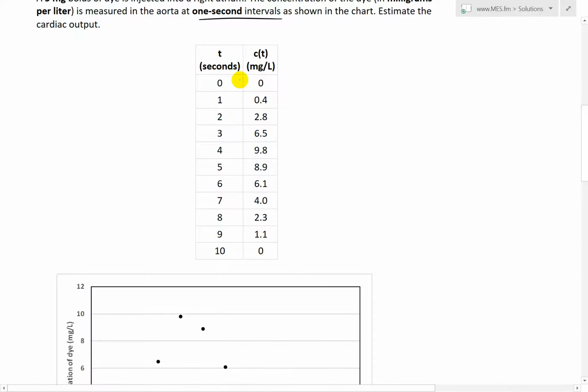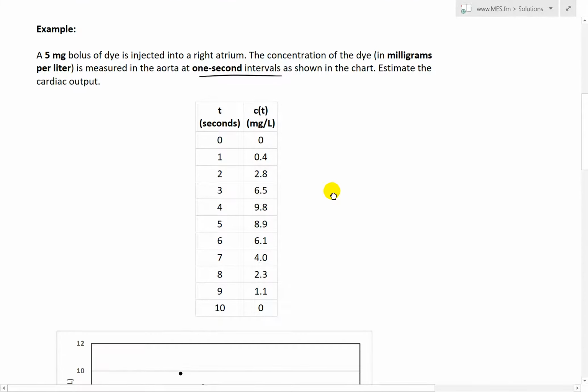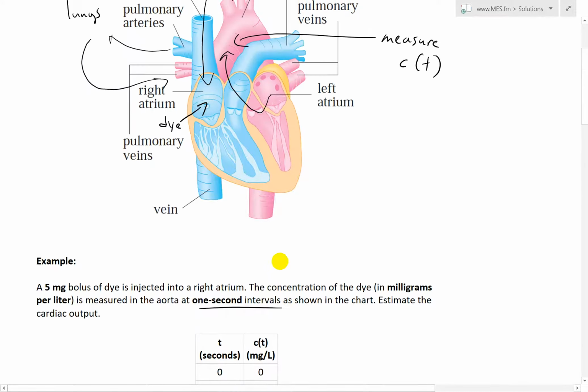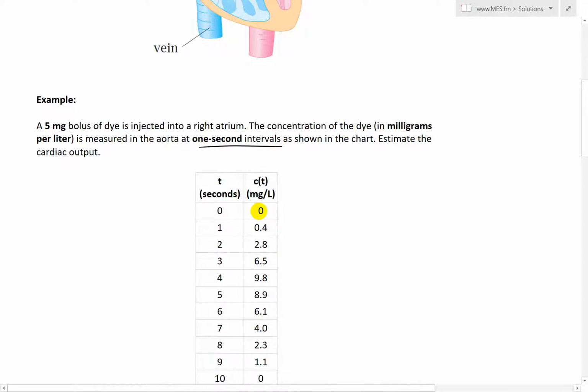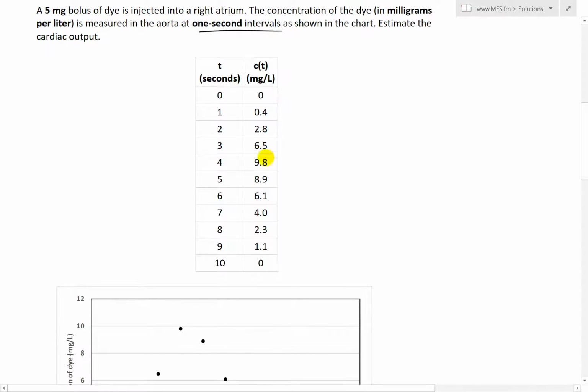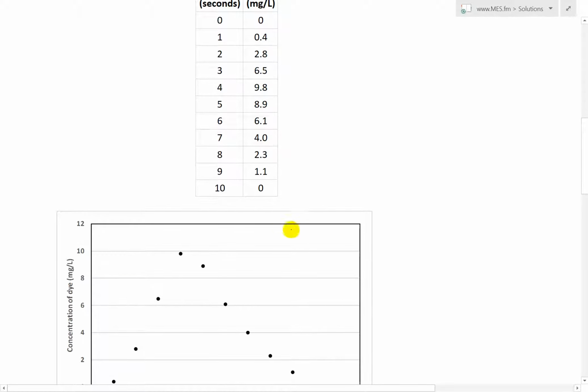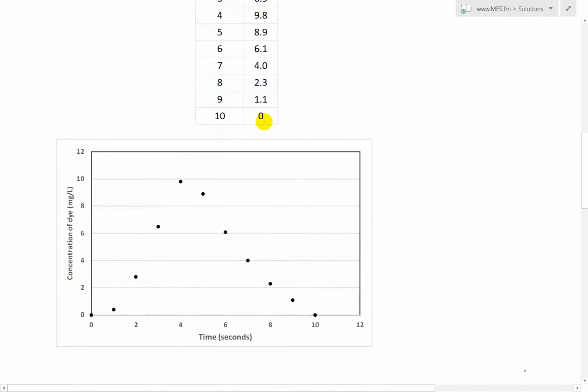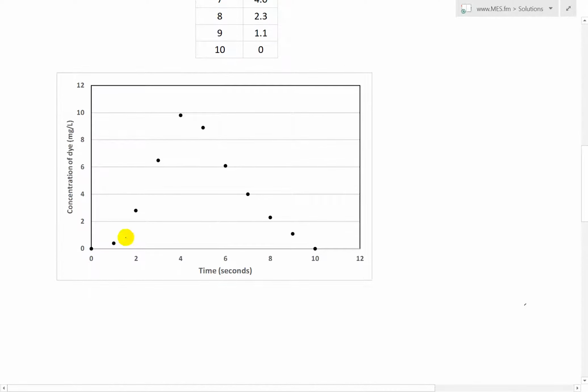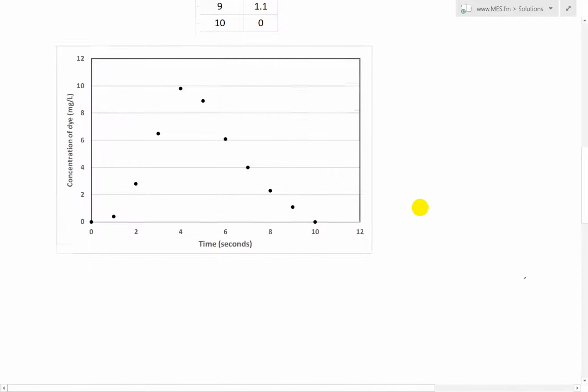At t equals 0, the concentration is 0. We haven't done anything, we just inserted the dye, so the blood hasn't traveled to the aorta yet. After a second, you have 0.4, then 2.8 after this, and then the highest concentration is around 4 seconds, 9.8. Then you see it dissipate as it goes to the rest of the body, and finally, after 10 seconds, we have a 0. So the curve looks like this, with the concentration measured every second.